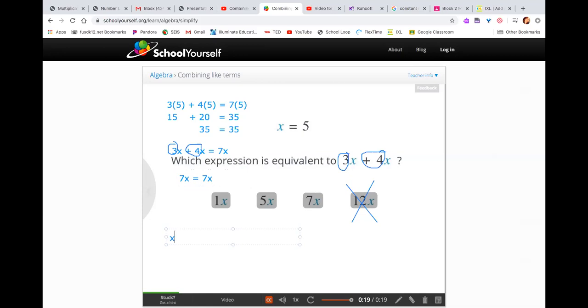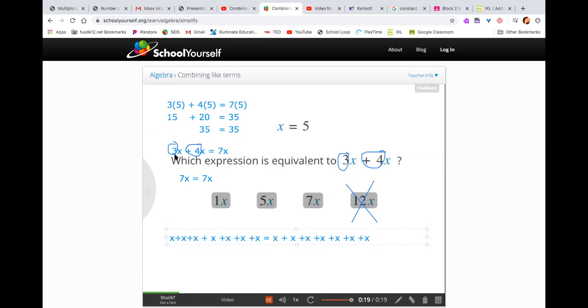And the other way I can look at this is with all the x's. So 3x means x plus x plus x, and plus 4x means 4 x's now: 1, 2, 3, 4. And then we put equals, and there's 7 on the other side, so I have to write x 7 times. 1, 2, 3, 4, 5, 6, 7. Is that 7? 1, 2, 3, 4, 5, 6, 7.